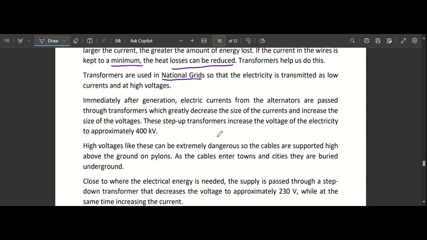Immediately after generation, electrical currents from the alternators are passed through step-up transformers, which greatly decrease the size of the currents and increase the size of the voltage. These step-up transformers increase the voltage of electricity to approximately 400 kilovolts, that means 400,000, right? So I don't know whether we are using that kind of voltage in Sri Lanka or not, but in some countries they may be. High voltages like this can be extremely dangerous, so the cables are supported high above the ground on pylons.